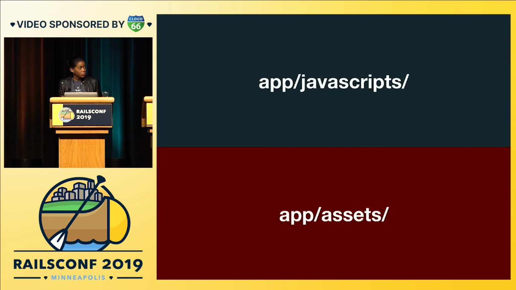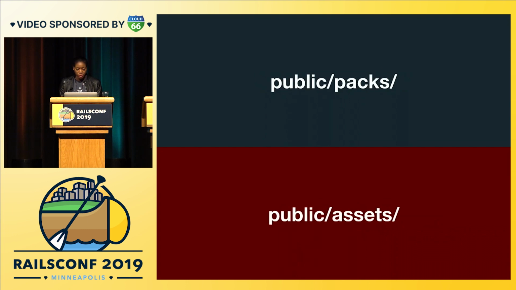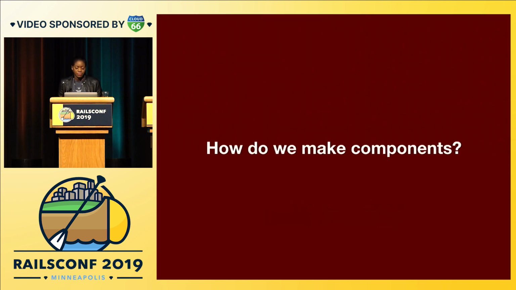On the other hand, of course, when you use the asset pipeline, everything is in app assets. Similarly, when your files are compiled and fingerprinted with Webpack, they're going to be in public packs, as opposed to the asset pipeline where they'll be in public assets. So great, we know where our files are, we know where they'll end up. How do we make components?